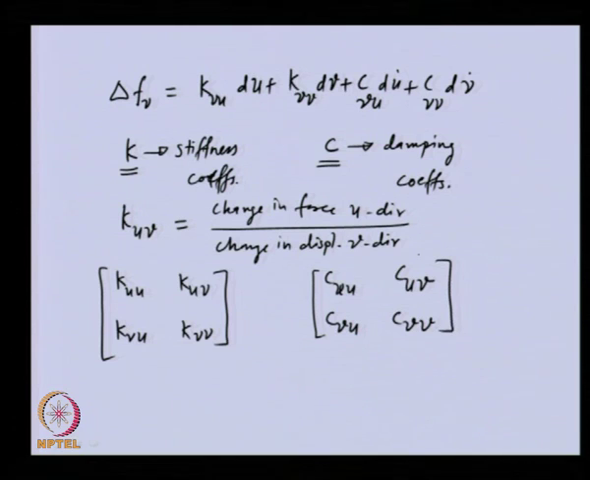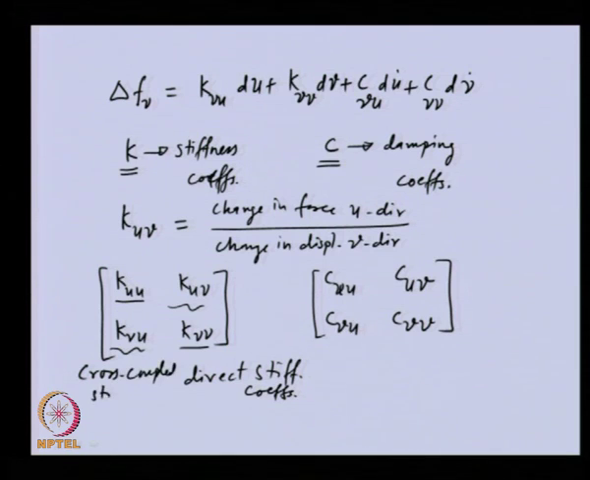So, in this, this and this are called direct stiffness terms, direct stiffness coefficients, and these two are called cross coupled stiffness coefficients. Similarly, here these two are direct damping terms, and these are cross coupled damping terms.